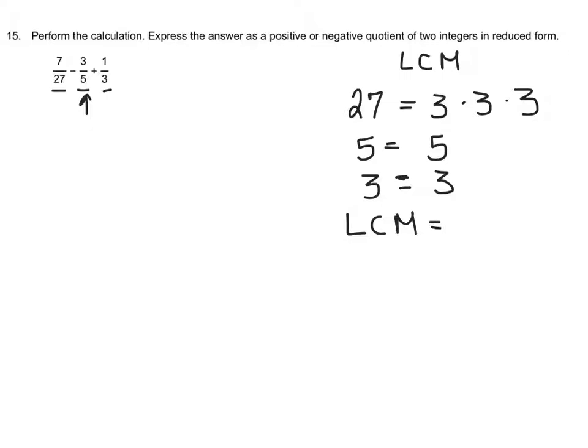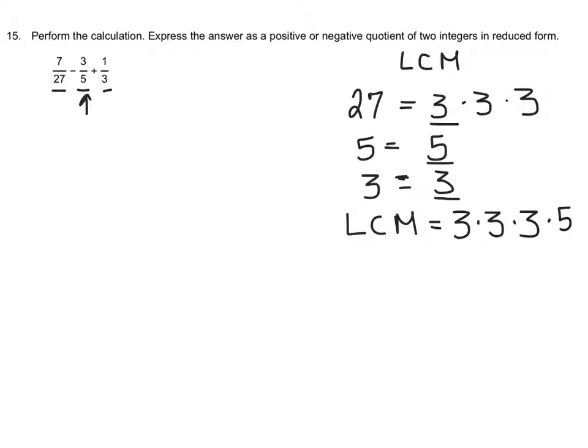So first I'll look at 27, and we have a factor of 3. So 3 appears 3 times in 27, and it appears 0 times in 5 and 1 time in 3. So the greatest number of times that 3 occurs in any of those numbers is 3 times. So I'm going to write down 3 times. When I look at 5, 5 occurs the greatest number of times 1 time. So I'll just write down 1, 5.